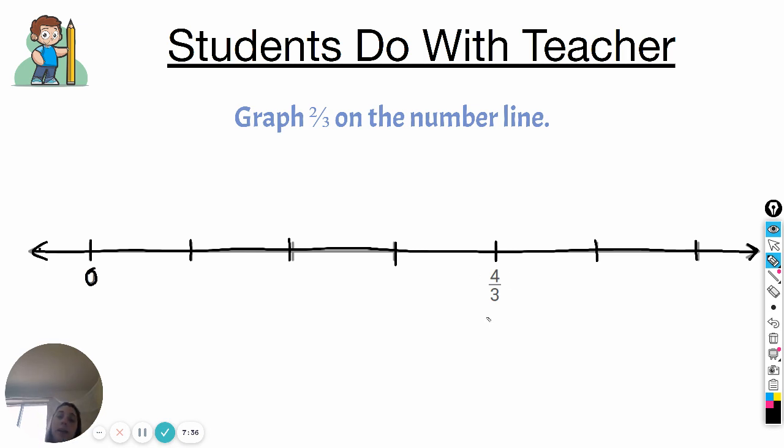You can go ahead and label this 4/3, which is 1, 2, 3, 4. The fourth line, which is why the numerator is a 4. So go ahead and get that all labeled. Get that number line ready. And then once that is ready, we are going to graph 2/3 on the number line.